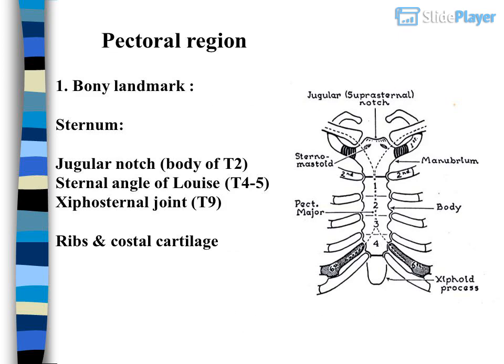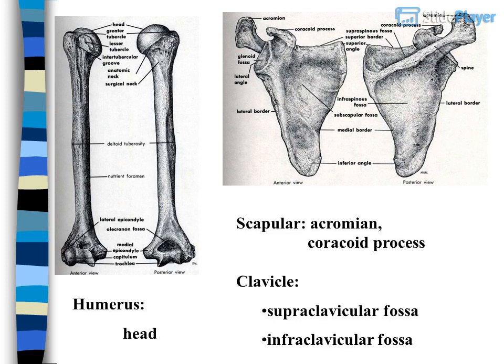Pectoral region 1. Bony landmarks: sternum, jugular notch, body of T2. Sternal angle of Louis, T4-5. Xiphosternal joint, T9. Ribs and costal cartilage. Scapula, acromion, coracoid process. Clavicle. Supraclavicular fossa. Infraclavicular fossa. Humerus.